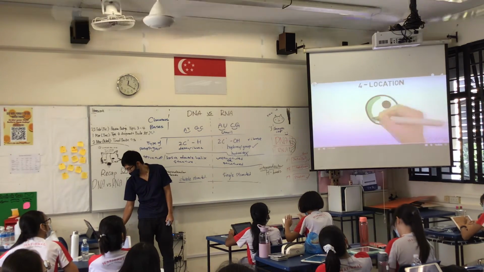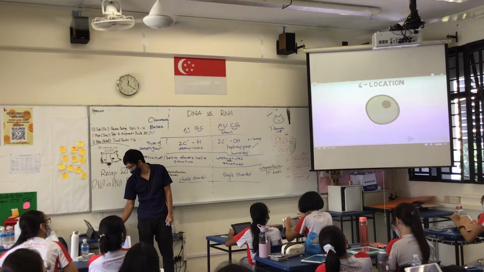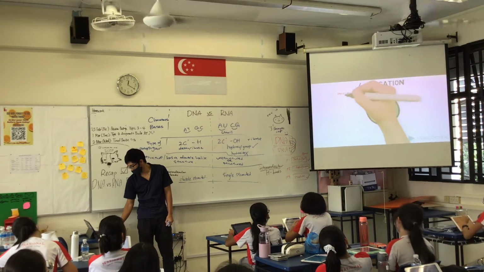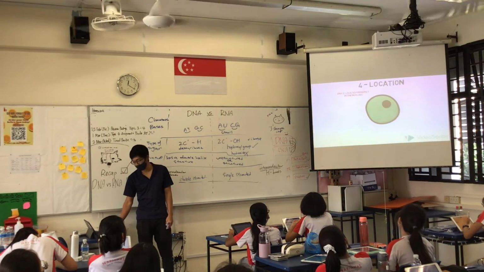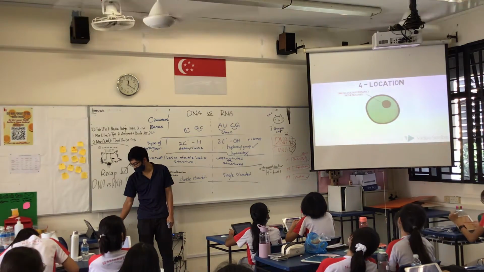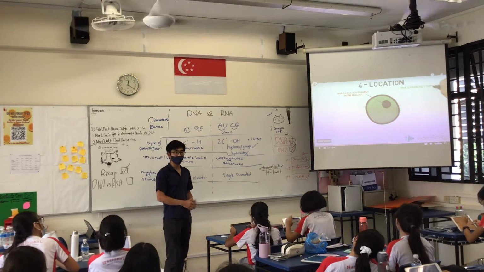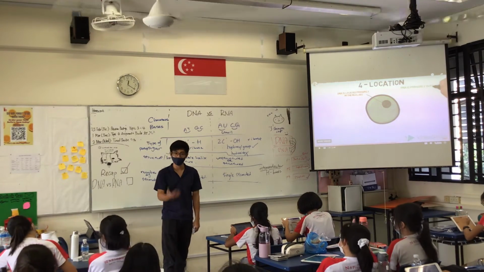The location within the cell for DNA is primarily in the nucleus, with some DNA being in the mitochondria. This is another difference that I don't think we discussed or was mentioned in the video. While DNA is primarily found in the nucleus, that's what we already know.